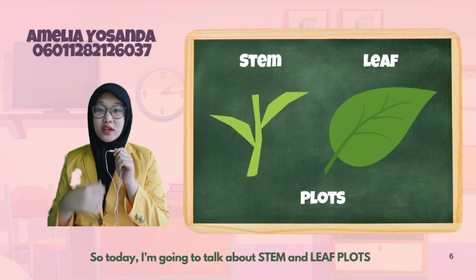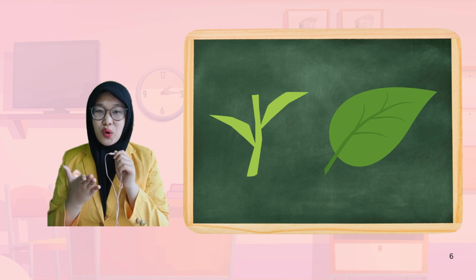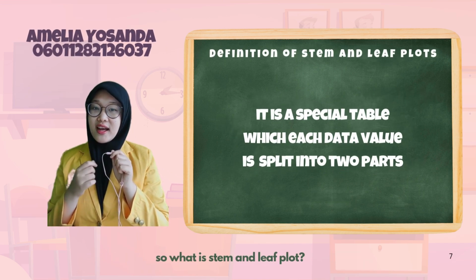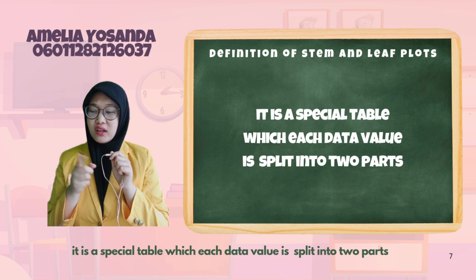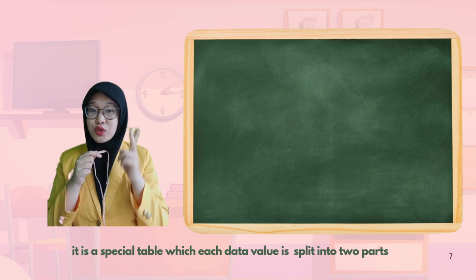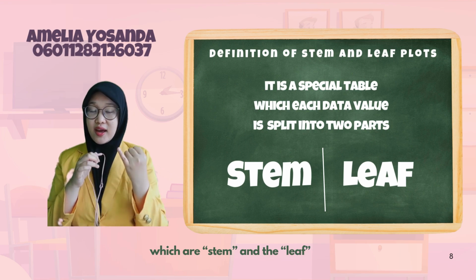Today I'm going to talk about stem and leaf plots. So what is a stem and leaf plot? It is a special table in which each data value is split into two parts, which are the stem and the leaf.